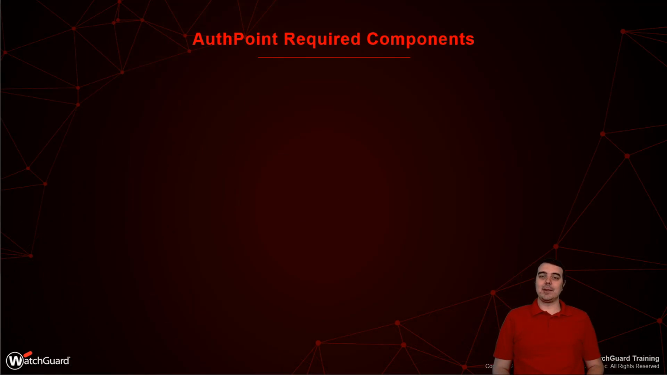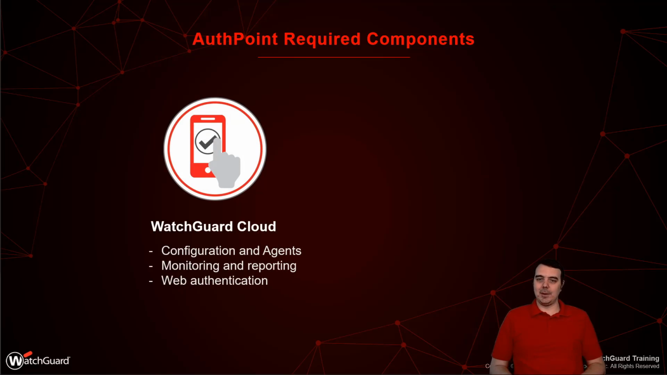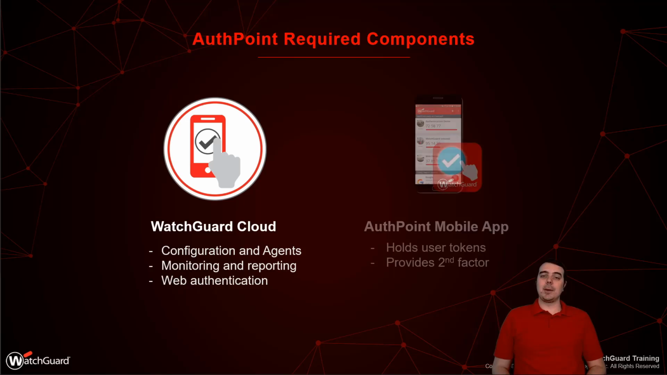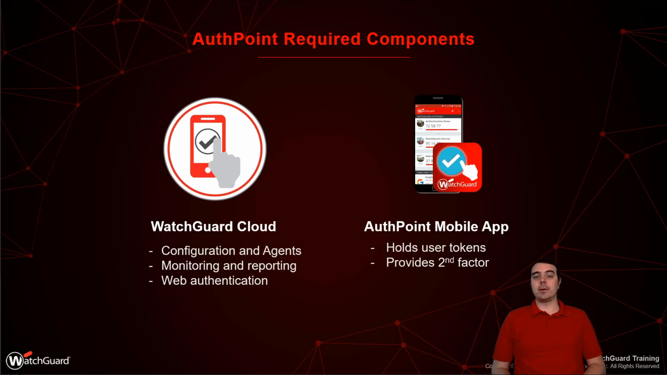Let's talk about the various components that make up AuthPoint. At its core, we have WatchGuard Cloud, which allows us to configure AuthPoint, download agents, and process web-based authentication. We also have the mobile app, which holds the user's tokens so they can log in with MFA. Once you have configured users and have activated tokens for authentication, you are all set to begin using MFA to log in with the IDP portal, SAML, and APIs. These resources allow users to authenticate over HTTPS to other websites and services.